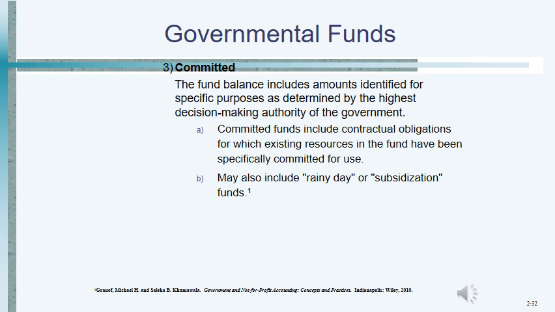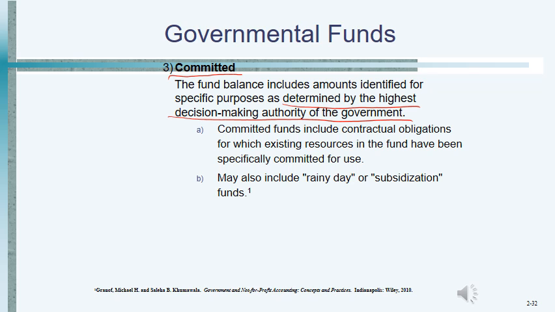Okay, now you come over to the next slide. Remember, we're going from most difficult to spend to a little easier to spend. Committed is easier to spend than restricted. And now we say that the highest decision-making authority of the government has decided how those monies will be used. They have earmarked those funds to be used for a particular purpose.